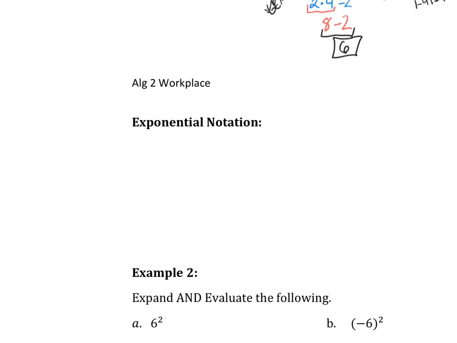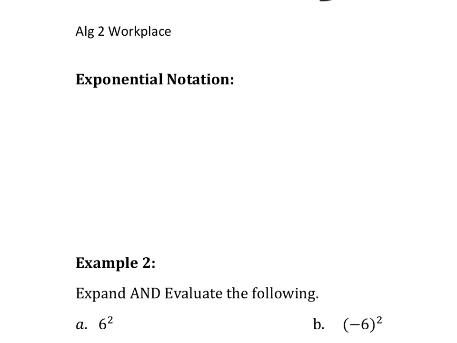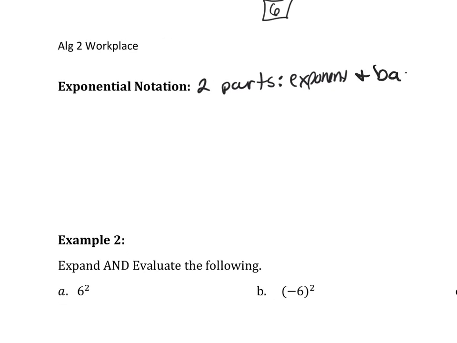All right, moving on, talking about some exponents here. Exponential notation has two parts. We have an exponent and we have a base. So for example, if we had 5 to the third power, the big number is the base. The small number, the superscript there, is the exponent.